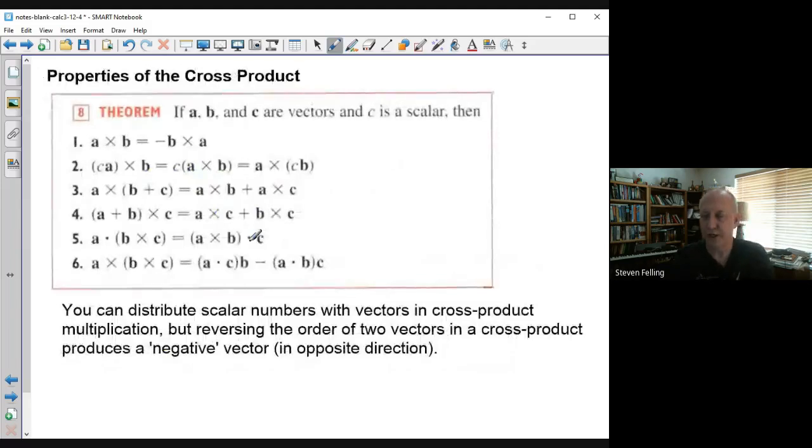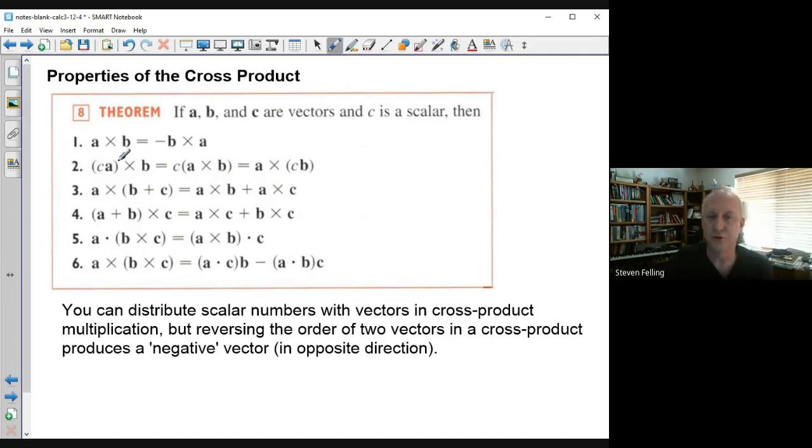Okay, so the cross product has properties as well. For example, if you reverse the two vectors, then you get the negative. The vector is the same, except it's 180 degrees out of the way. And that makes sense if you think about the right-hand rule. If I take A cross B, my thumb is pointing in one direction. But if I did B cross A, it would be pointing in exactly the reverse direction. So one is in the negative direction of the other one.